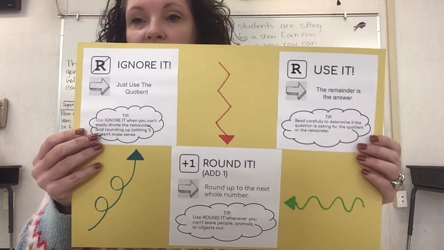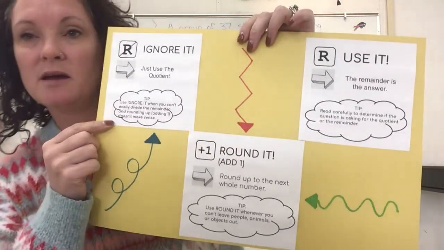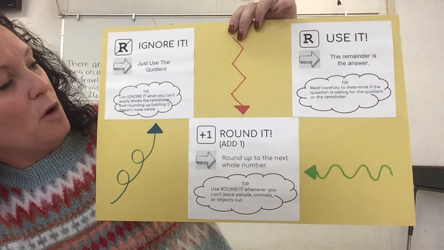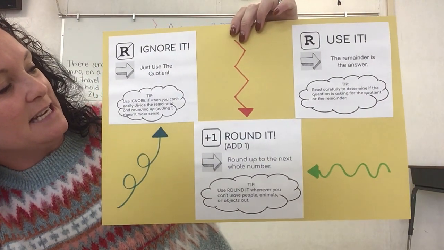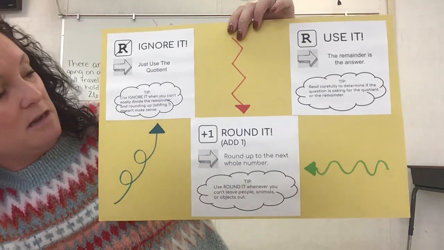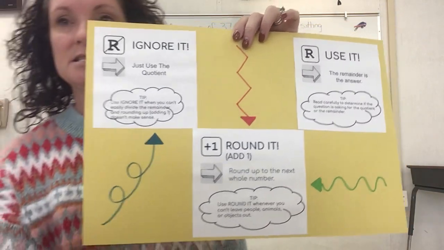Quotient, that's the answer to the division problem. Pro tip: use ignore it when you can't easily divide the remainder and rounding up or adding does not make sense.